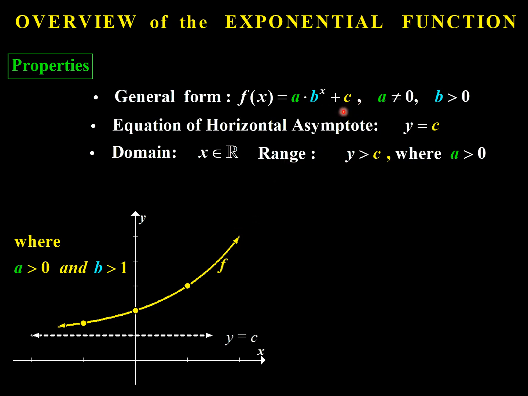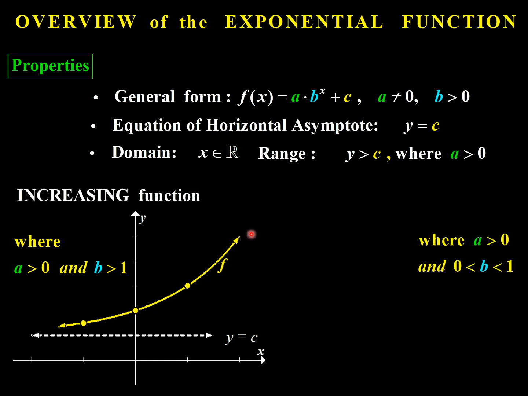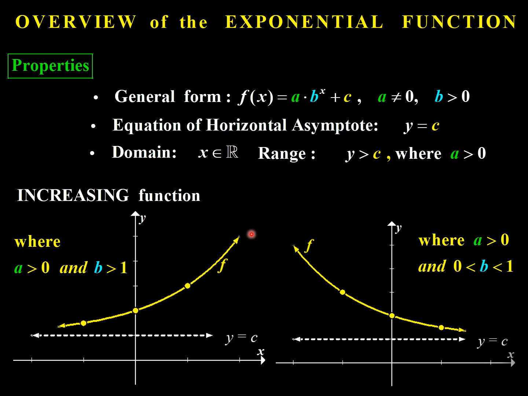The asymptote in this case is y equal to c, so there we've got the asymptote, right? And you can see the range here will in this case be y greater than c, because I have a positive number, so the graph will go that way. Okay, that's an increasing function. If b lies between 0 and 1, then I'll have an exponential function that decreases, right? And the domain is still real, and the range is still y greater than c.